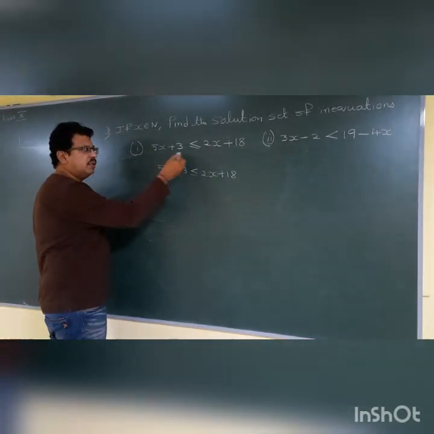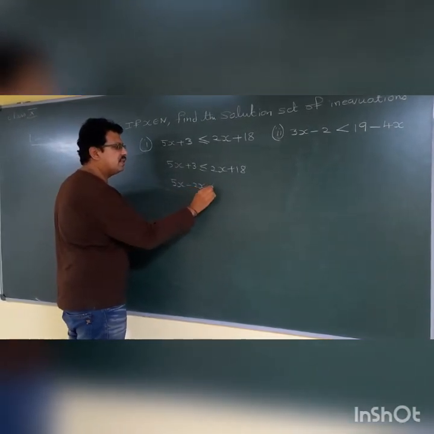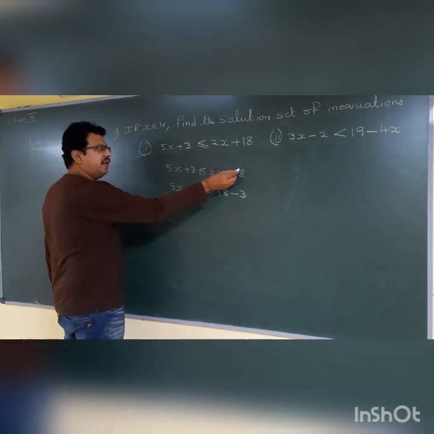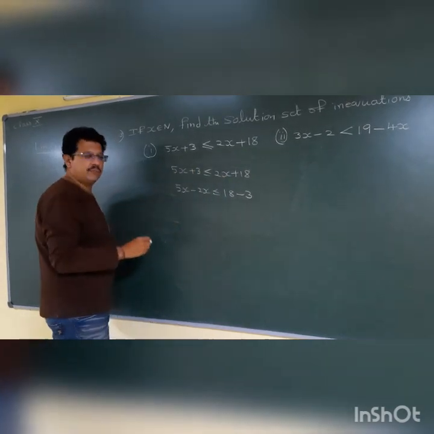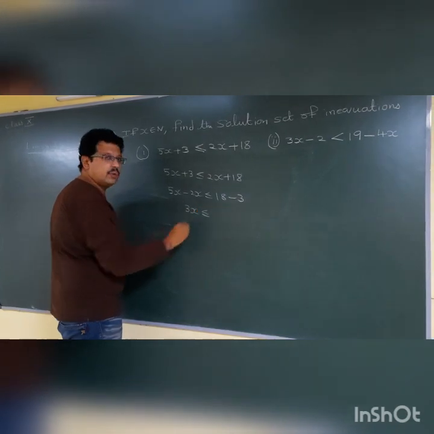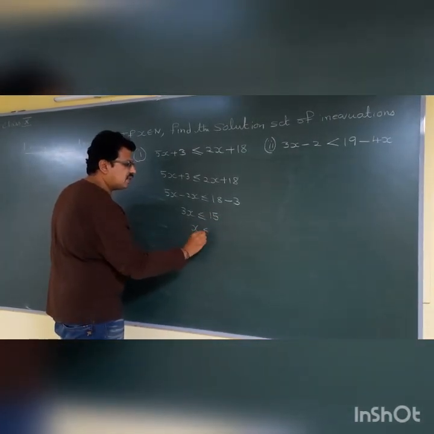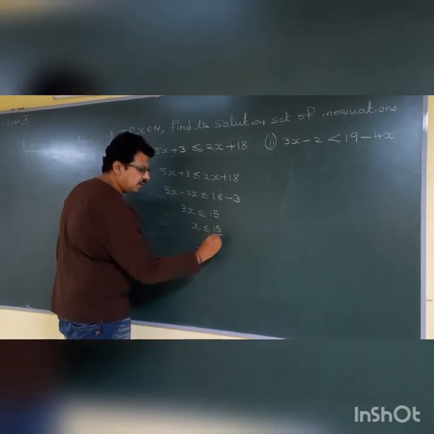Let us bring all the variables to one side. That is 5x - 2x ≤ 18 - 3. I have brought the 3 to the right hand side and 2x to the left hand side. So 5x - 2x is 3x ≤ 18 - 3, which is 15. So x ≤ 15/3. That is, x ≤ 5, because 3 fives are 15.